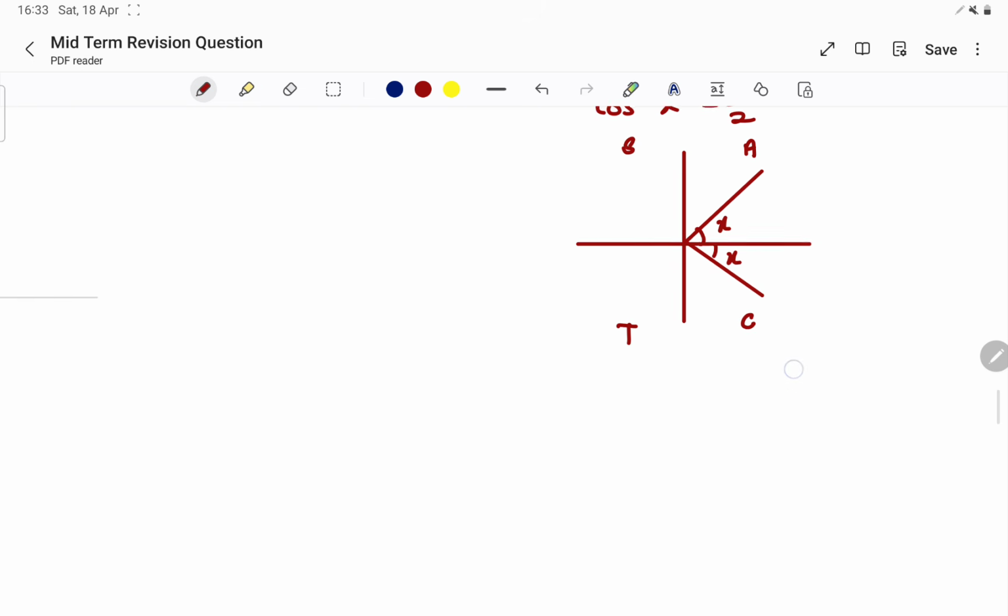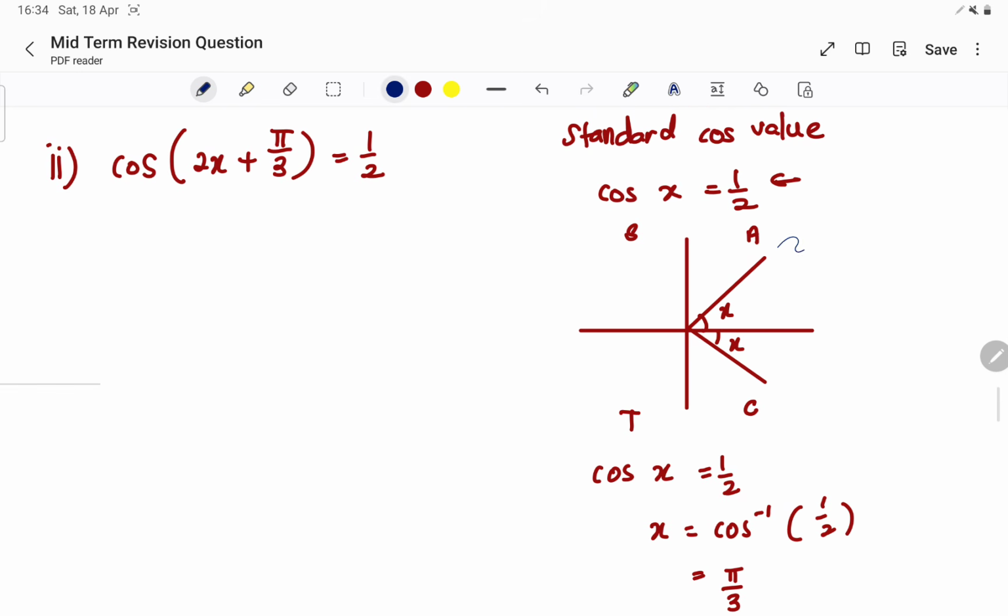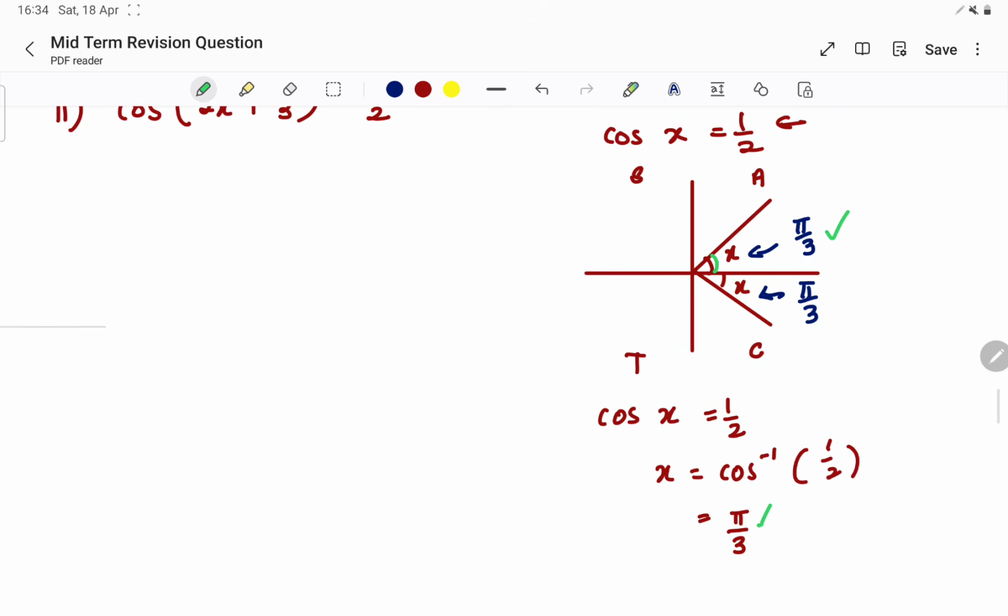So how to find the value of x? You just use cos x equal to 1 over 2, then find the value of x by using cos inverse, and then here you're going to get equal to pi over 3. Where is pi over 3 actually? Here, inside this, pi over 3. But then the angle that we want, the first one is at the first quadrant, this one, because starting from the x-axis to this, we got already pi over 3.